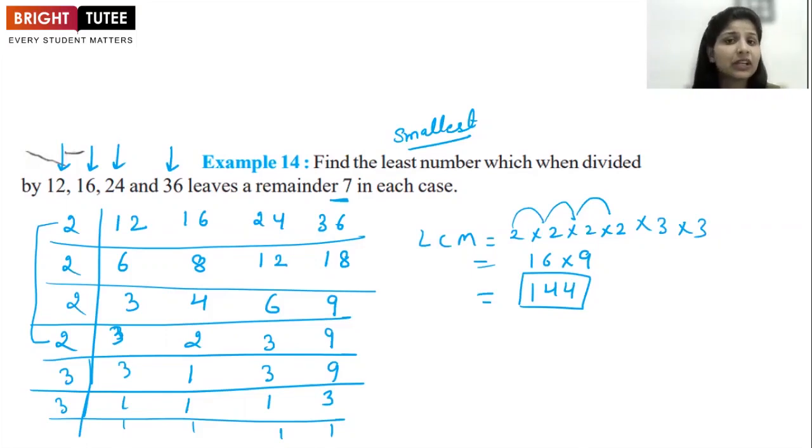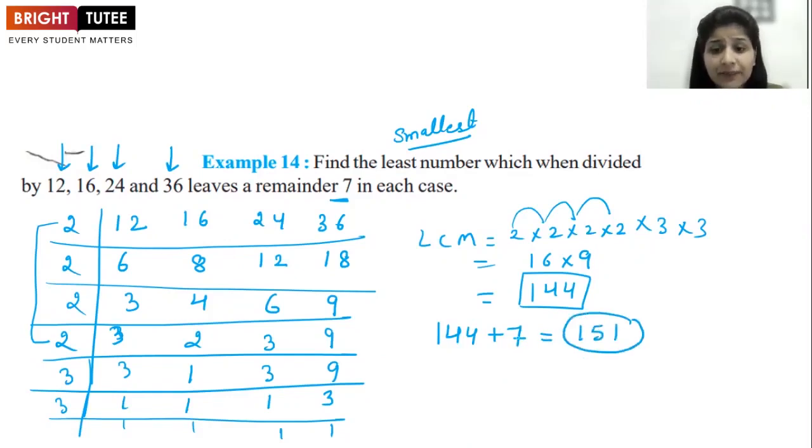What if I want the remainder as 7? I can add 7 to this number because I want the remainder as 7. So it should be 7 more than this number. So if I add that, what number will I get? 151. 7 and 4, 11. 1 carry we take, so 4 will become 5. So 151 is the number. This is the smallest number, you know. When you divide by 12, it will leave the remainder 7. When you divide by 16, again leaving the remainder 7. 24, again leaving the remainder 7. And same goes for 36.